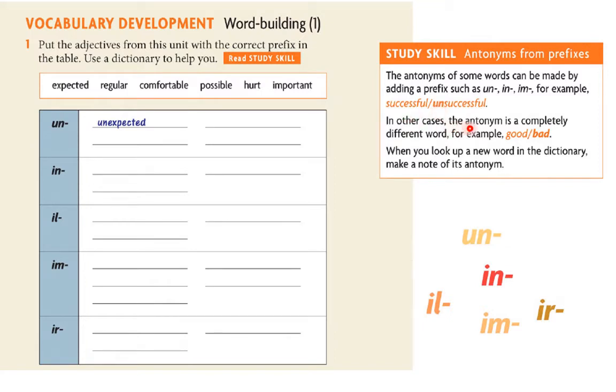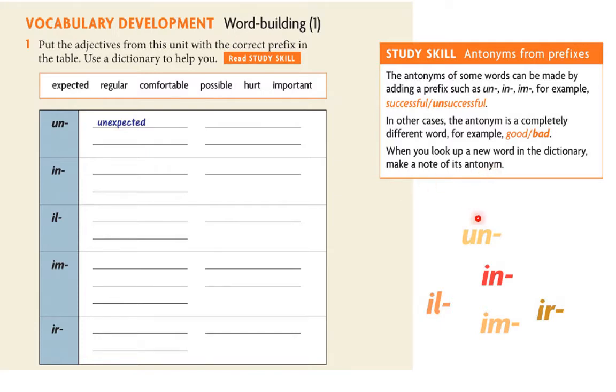In other cases, the antonym is a completely different word. For example, good, bad. This is an example where the antonym is a completely different word. When you look up a new word in the dictionary, make a note of its antonyms in order to memorize them.